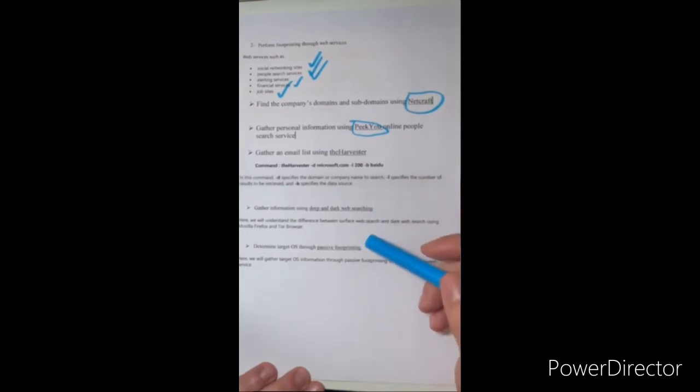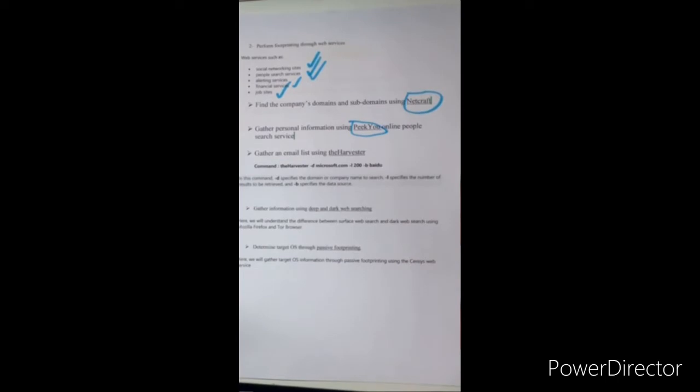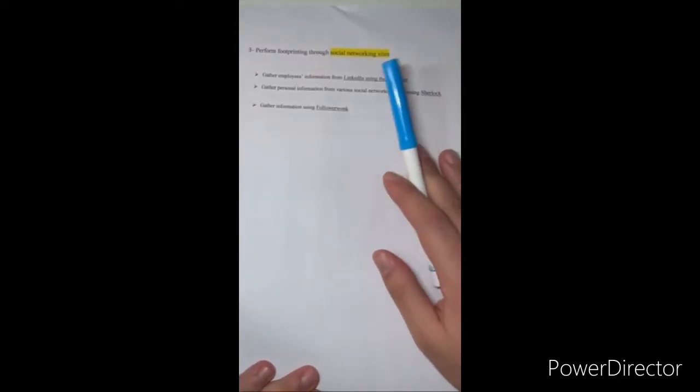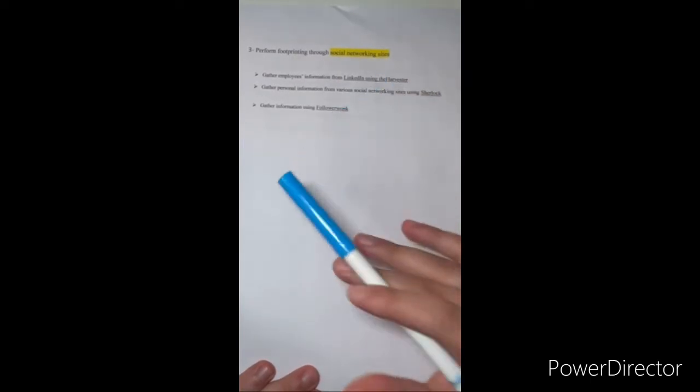And lastly, we will cover passive footprinting: how to determine the operating system of the target using this technique. So at this stage we'll be using social networking sites for gathering information. Let's say as a professional ethical hacker, during information gathering you need to gather personal information about employees working in, let's say, critical positions in the target organization.